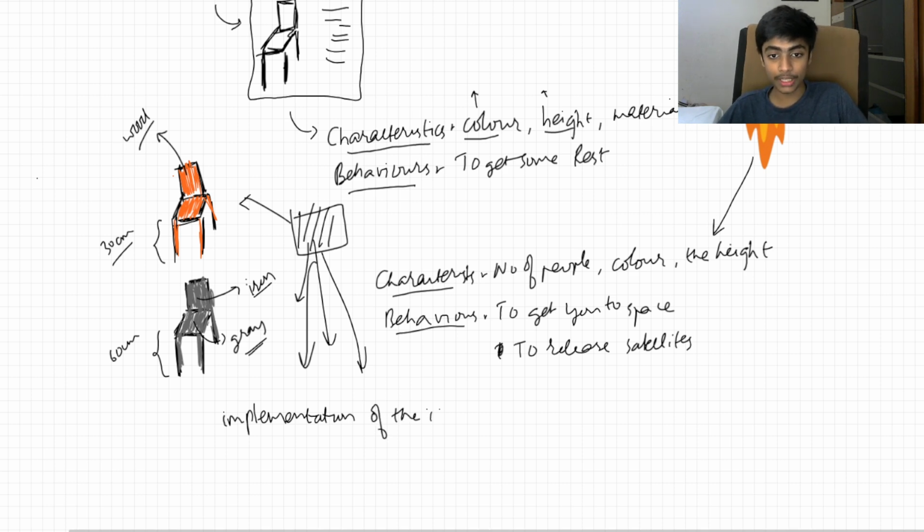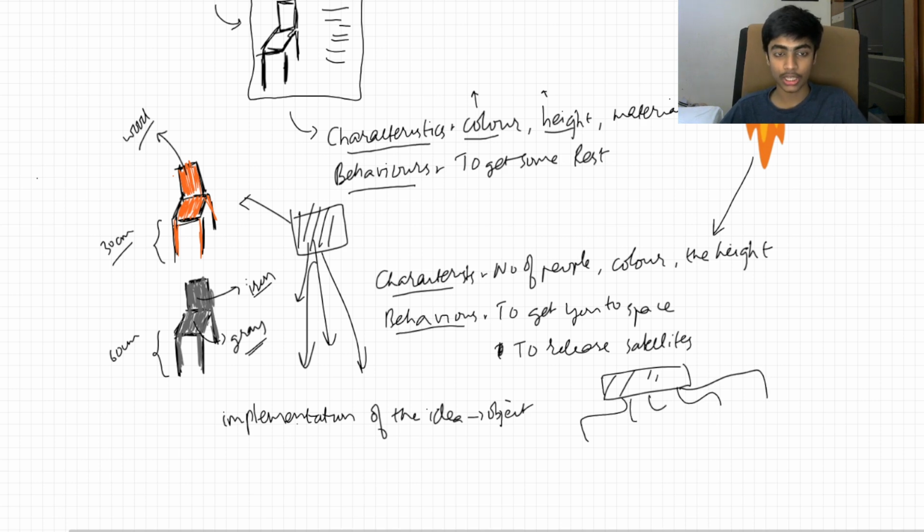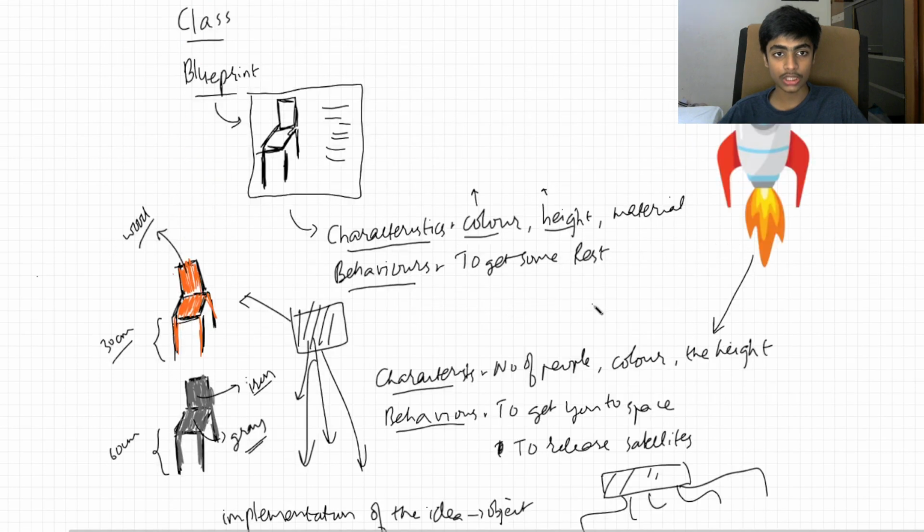Now this implementation of the idea is what we call an object, right? I hope you understand that. A class is an idea that I'm using to make multiple and hundreds of objects. In the same way, I used this one chair to make multiple chairs.